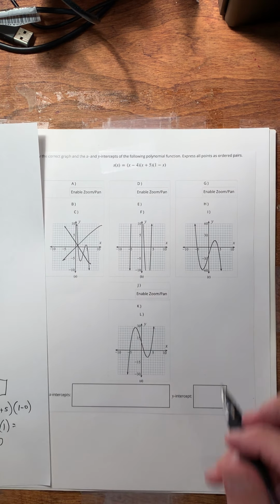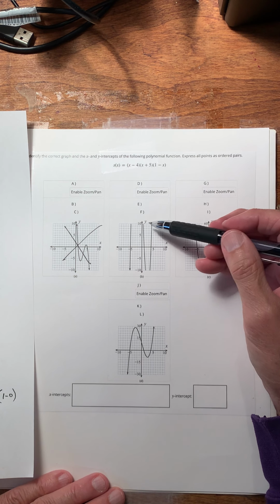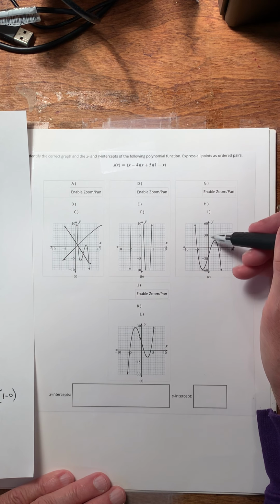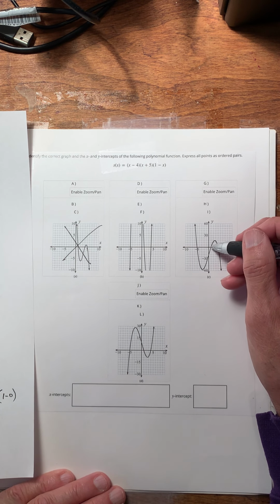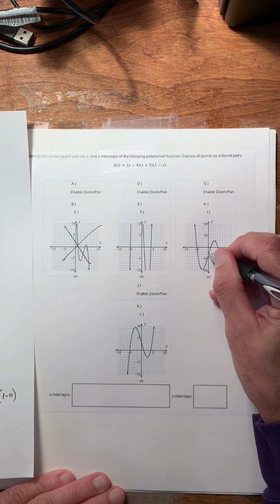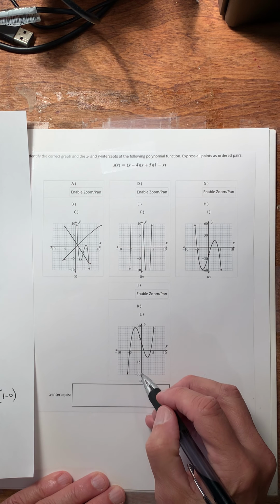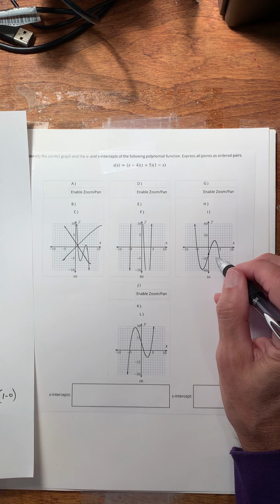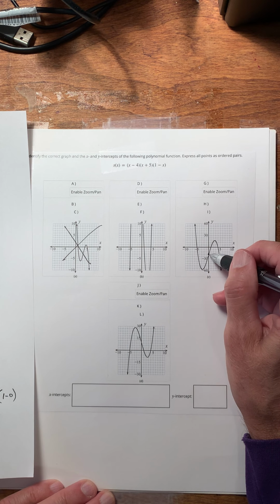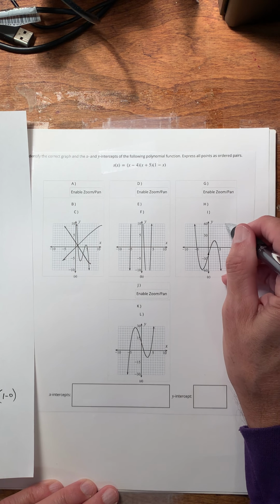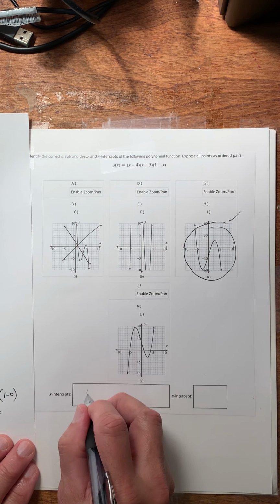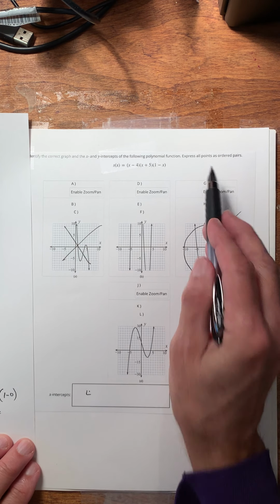So let's see if one of these guys looks like it cuts the y-axis at the point -20. Hey, look at this guy. Now this is 30, so that must be 20. Look at there. -20. Right there. So this is my graph. The graph that has the x-intercepts of 4, 1, and -5, and the y-intercept of -20. That's it. Now, express all points as ordered pairs.